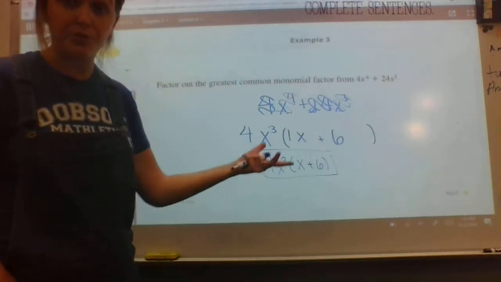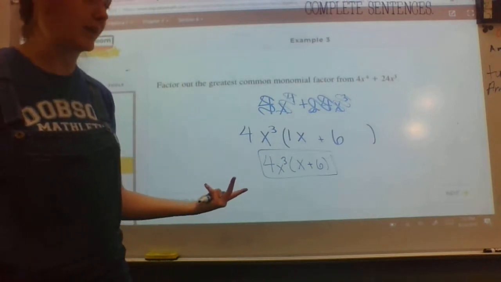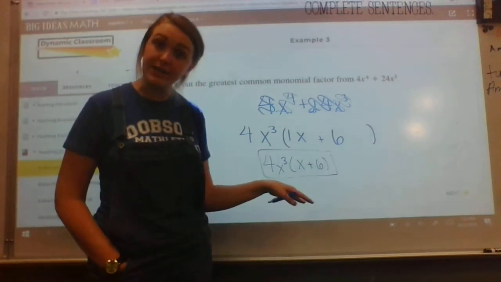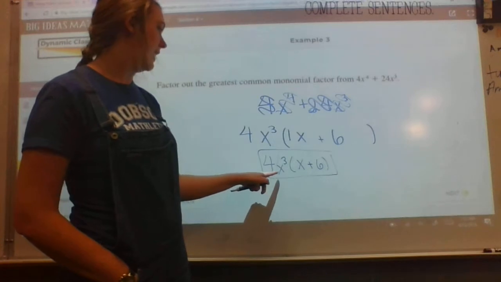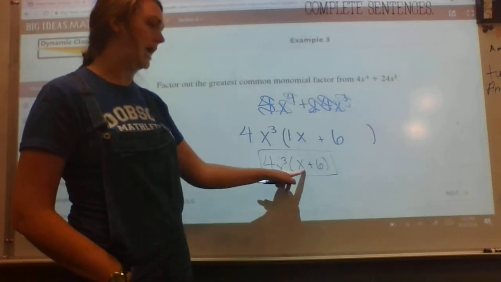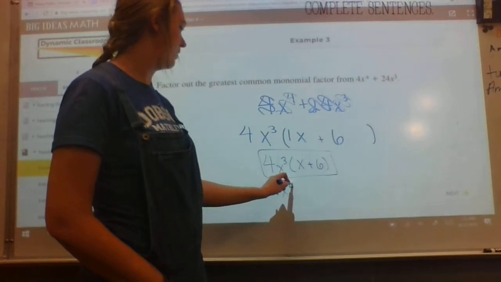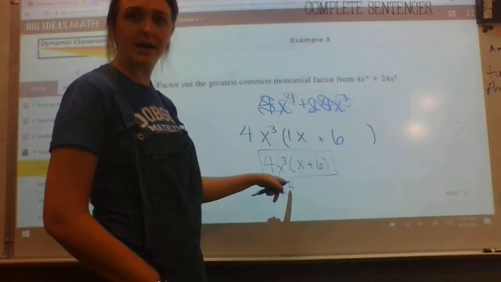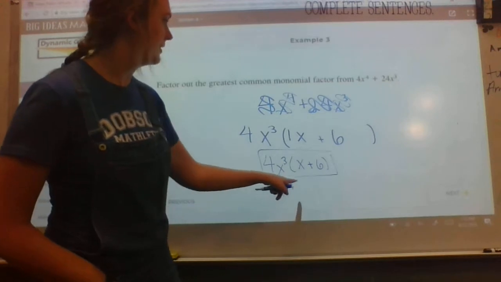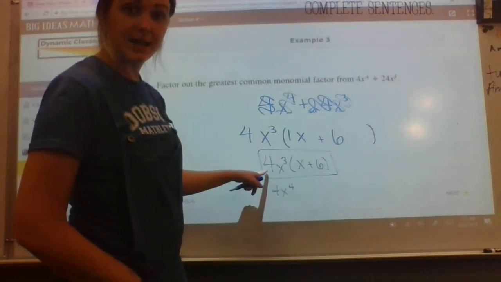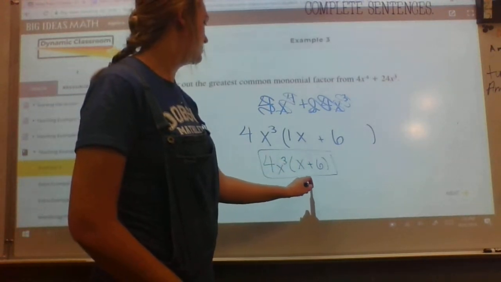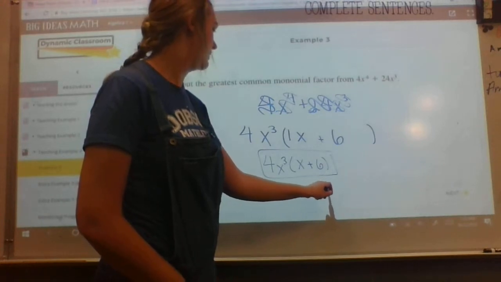Factoring means you're dividing something out. You're trying to pull out through division whatever they have in common. If I wanted to check that I did it right, I could multiply. 4x to the 3rd times x would give me 4x to the 4th. 6 times 4x cubed is 24x cubed.